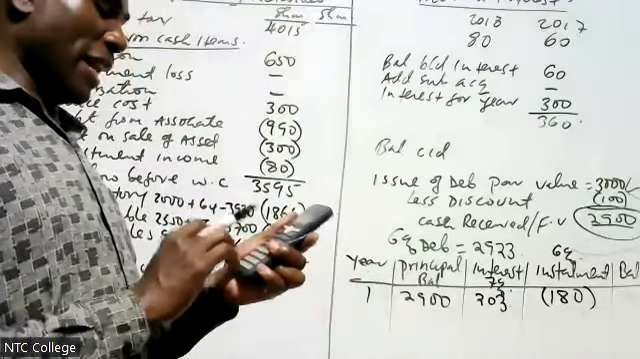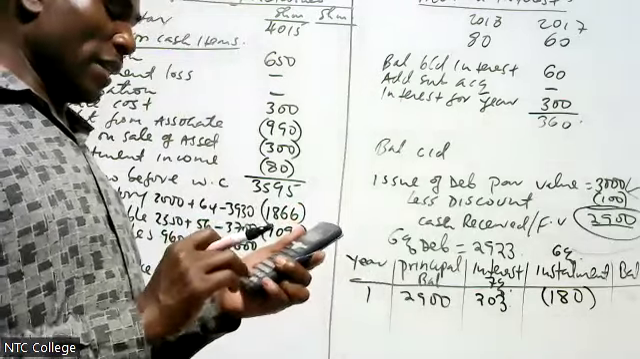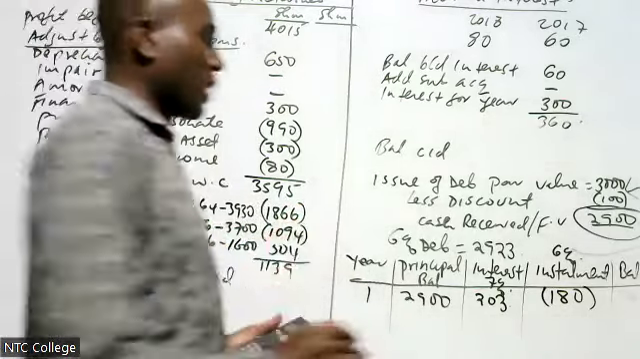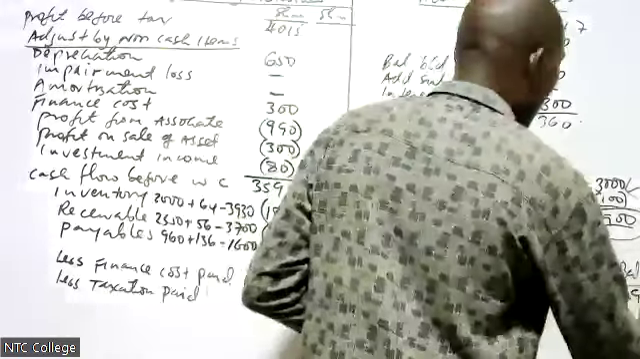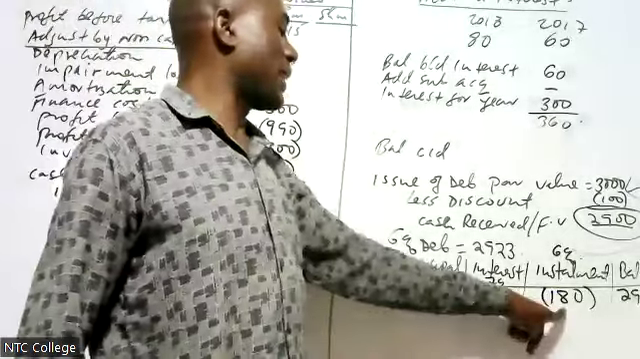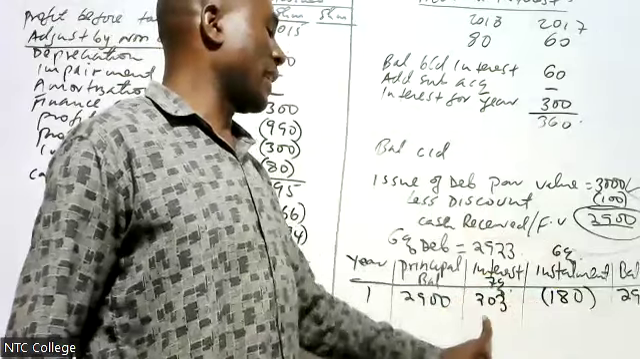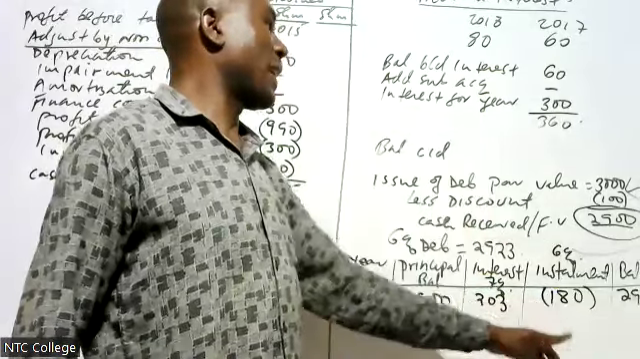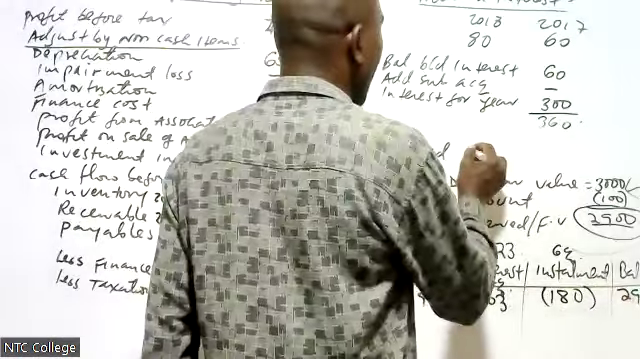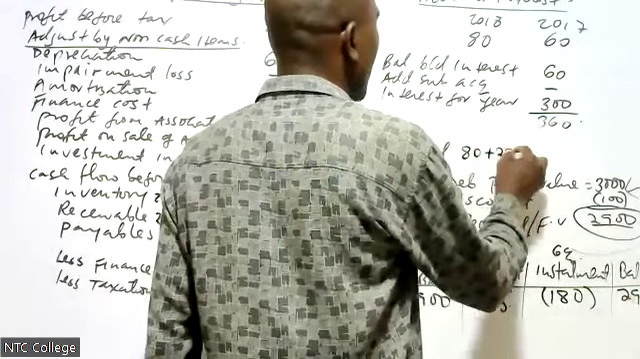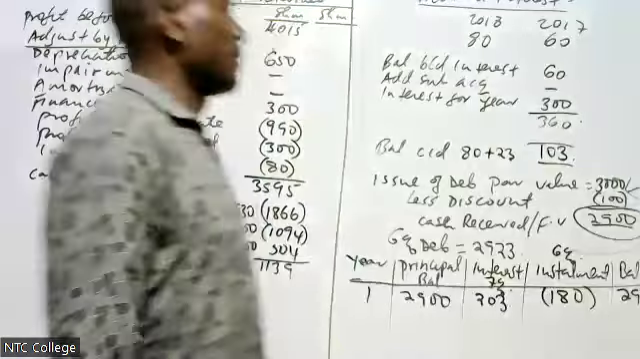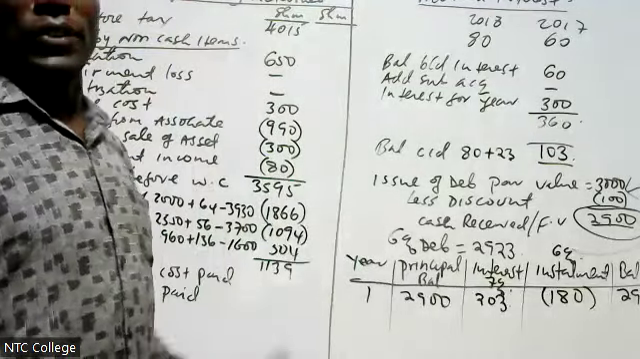It will be 2,900 plus 203 interest minus 180. I'm getting 2,923. Therefore, it means that I paid only 180 out of the interest of 203. Therefore, the balance of 23, I add. Balance carried down will be 80 plus 23, which gives me 103.